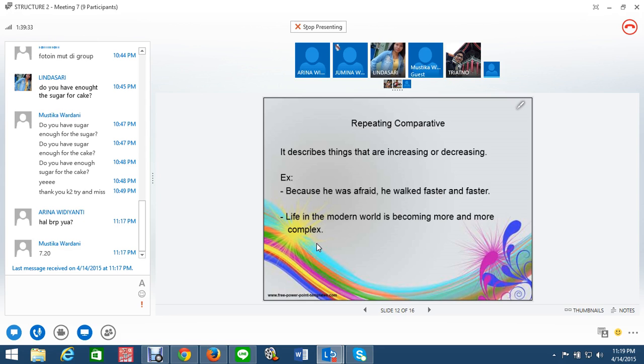Okay, so you have to remember the key. The key is repeating. Repeat means to say again. Repeating means there must also be the word and, like faster and faster, more and more complex, better and better. Okay, taller and taller, more and more slowly. Okay, more and more nervous. Okay, it's easy about repeating comparatives.